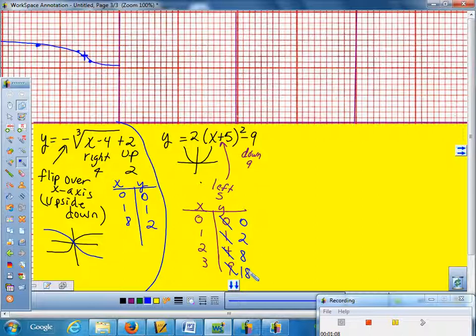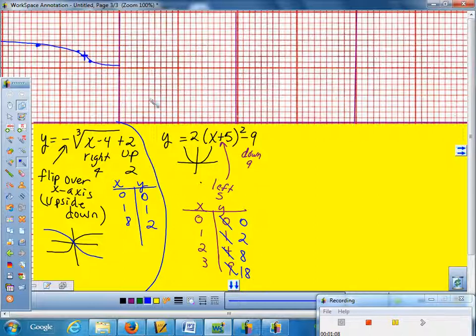If it was a -3, if it was a negative, me personally, I would just know that the negative flips my graph upside down. And then you have to multiply it all by 3. You could multiply them all by -3. On a parabola that would work because you're going to go down, but on some of the other graphs, that might confuse you. Okay, so then when I plot it, I am left 5, down 9.